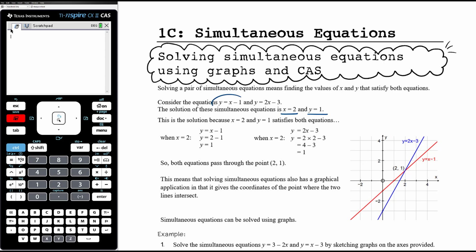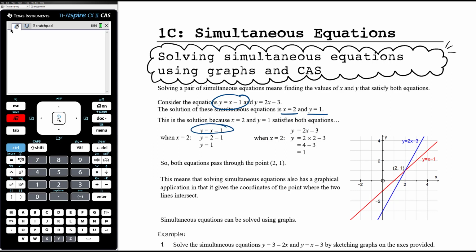So in this first equation, when we let x equal 2, y ends up equaling 1. And so when x equals 2, y equals 1 for the first equation, but also when x equals 2 in the second equation, y again equals 1. So the values x equals 2 and y equals 1 satisfy both of these equations.